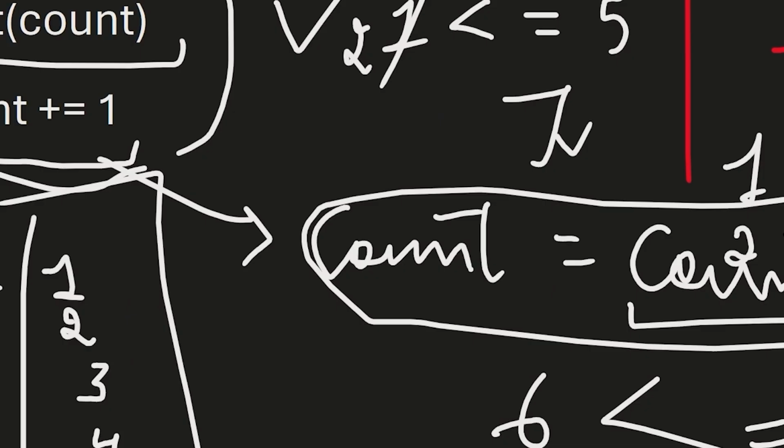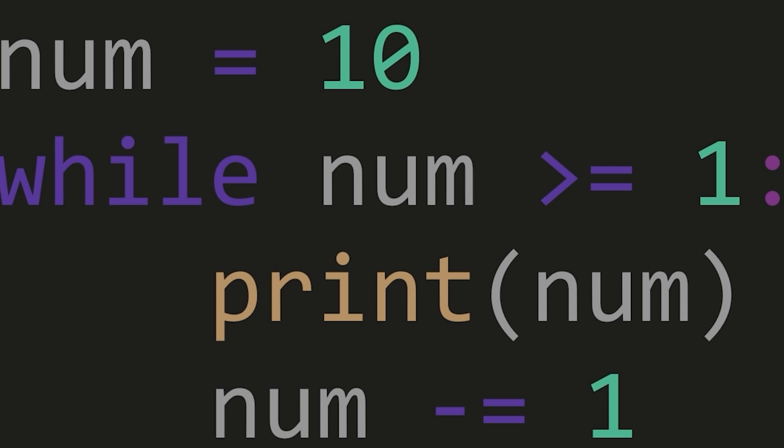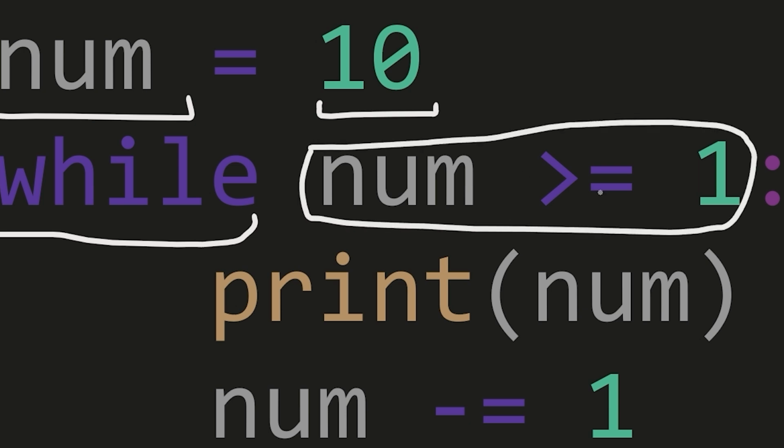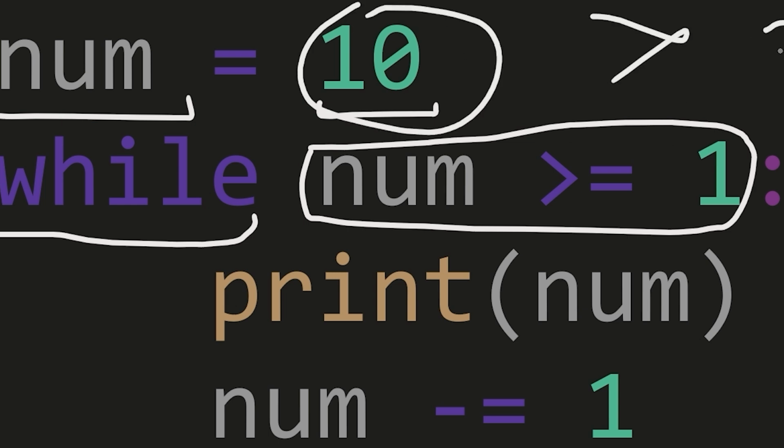I will copy this, come to notes and paste it over here. Now in this code, just see, we have initialized one variable which is having the integer value 10, and after that we are writing a while loop. Then we have one condition over here. What does this mean? Num is greater than equal to 1. Is this value greater than equal to 1? Yes, it is correct. 10 is greater than equal to 1.